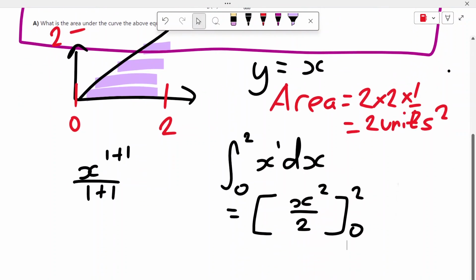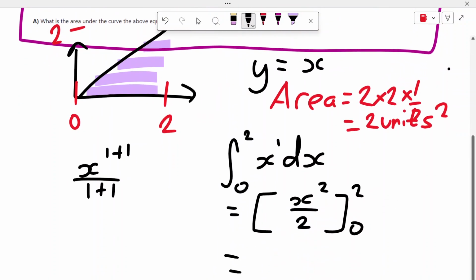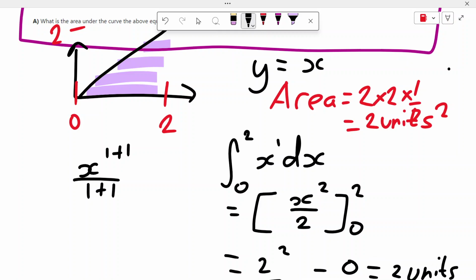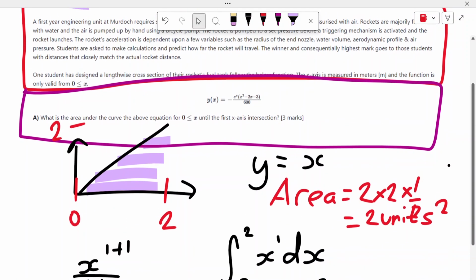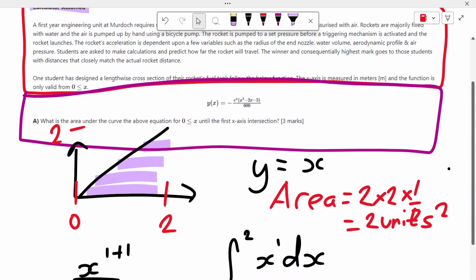Then what we can do is plug in the values. So it'll be 2 squared minus 0. In this case, it would be 2 units squared. So, a really simple example, but hopefully that explains basic integration. If you don't know that, definitely read up on some of the other questions on this website, and that'll help explain it.